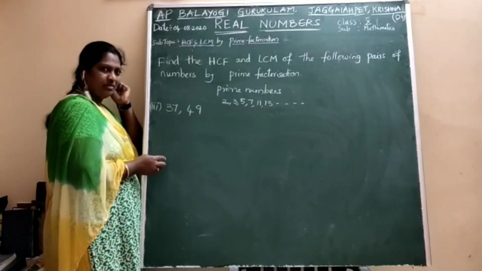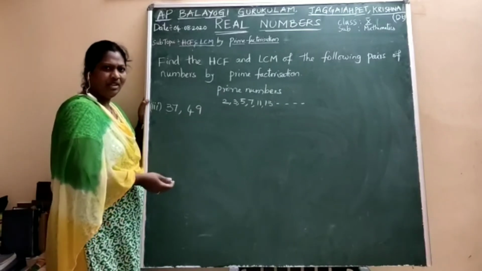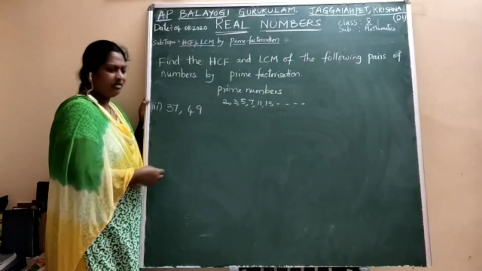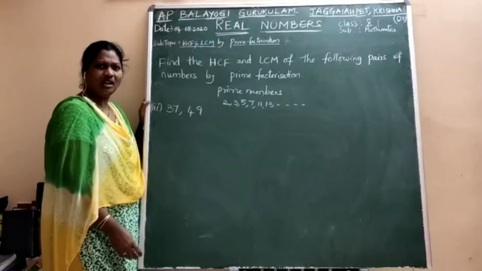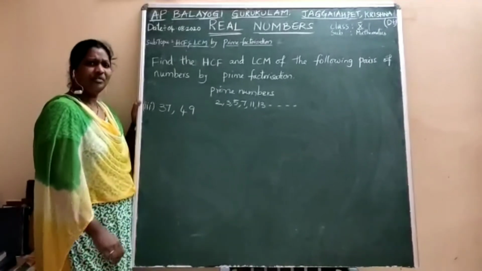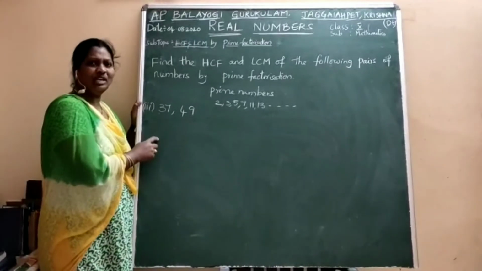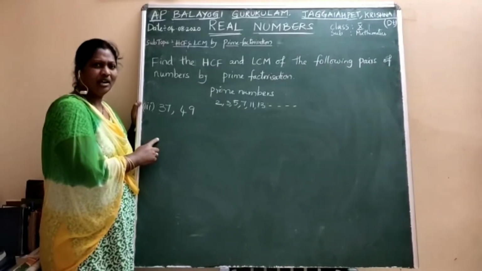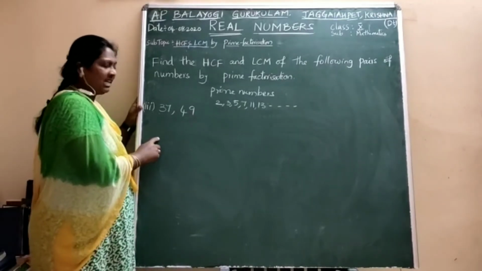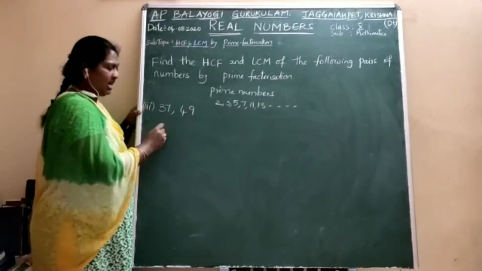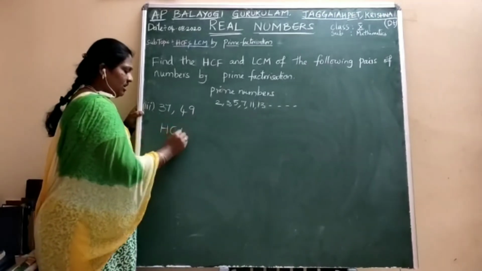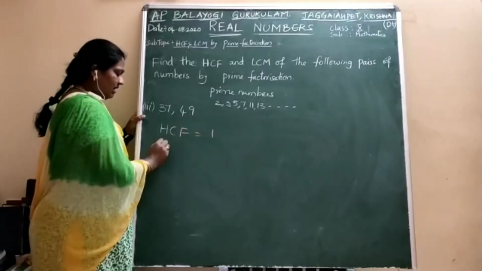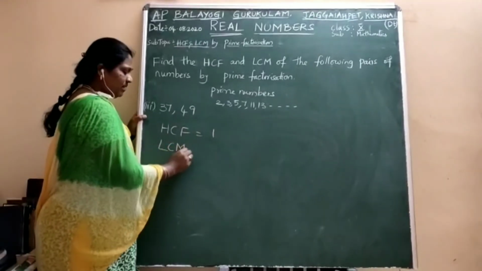Or co-primes. If numbers have only one as a common factor, then those numbers are called co-primes, or relatively prime. So in these type of numbers, the HCF will be 1. Okay children?